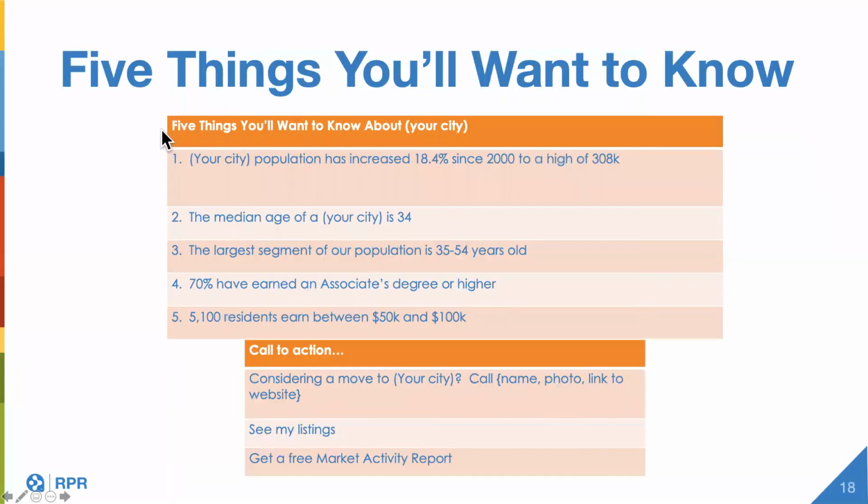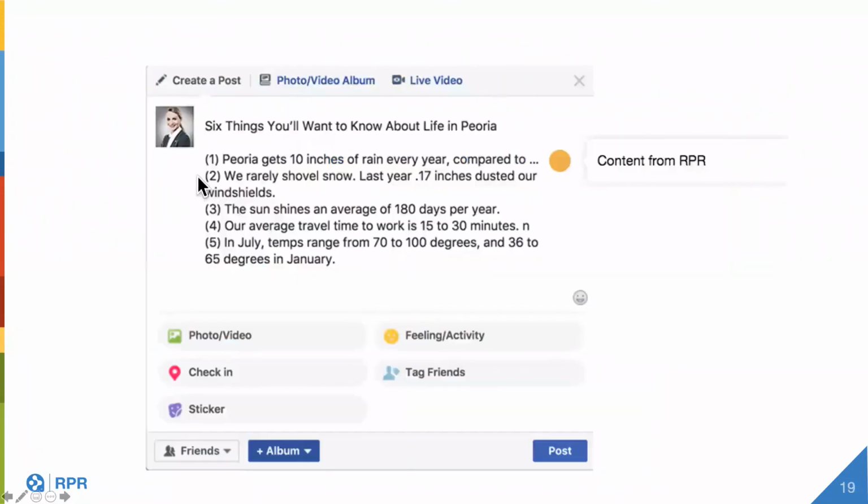Here's another one, 5 things you want to know about your city. Population has increased, the median age, the largest segment of population, 70% have earned an associate's degree, and 5,100 residents earn between and the amount. So again, it's whatever you want them to know, but we have all of that data right there in RPR. So this is what they did, 6 things you'll want to know about life in Peoria, and they put that information in.